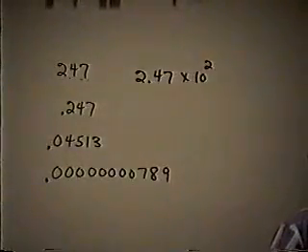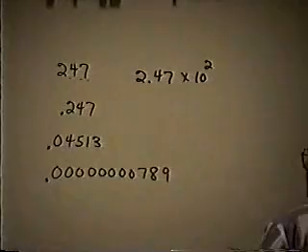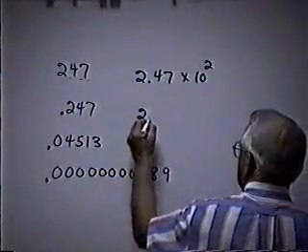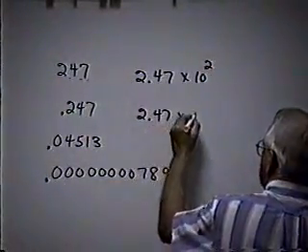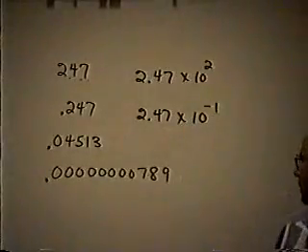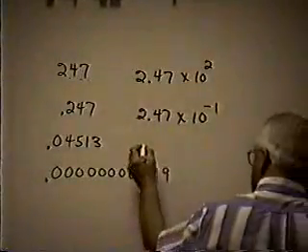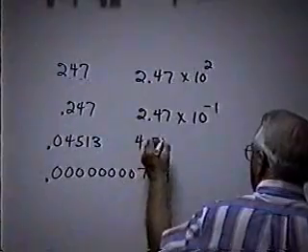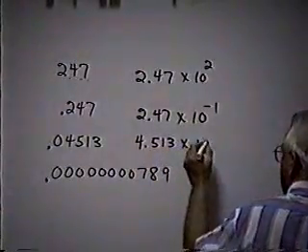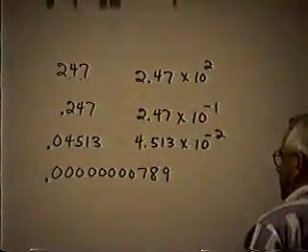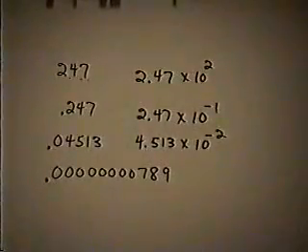Uh-oh, we got a different one. This would be 2.47 times 10 to the minus 1. This would be 4.513 times 10 to the minus 2. Do you see the connection?